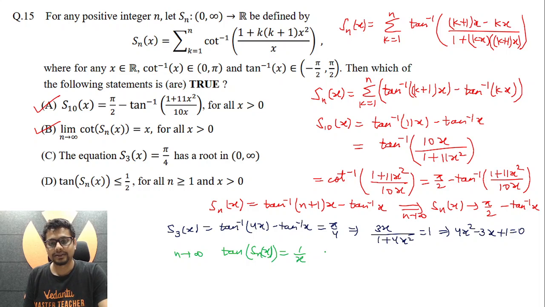which essentially becomes 1 by x. Now as x is greater than 0, and it's not necessarily taking only integral values, it can be any real value greater than 0. So here tan of S_n(x) as n tends to infinity, which complies with the condition n greater than or equal to 1, is 1 by x. And this can very well be greater than half and not necessarily less than or equal to half. For example, you may even take x to be 1. x equal to 1 is greater than 0. So that essentially means D is also incorrect.